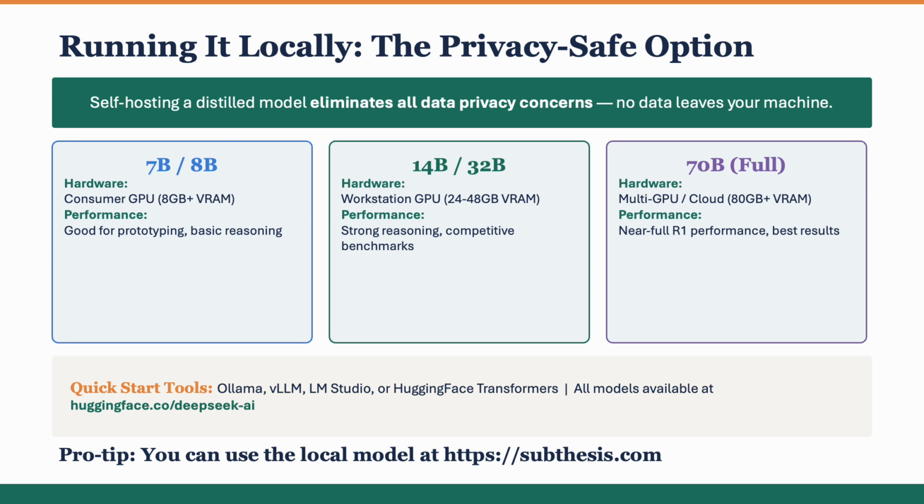These distilled models are not just smaller versions with reduced capability. The DeepSeek R1 paper shows that the 32 billion parameter distilled model achieves 94.3% on Math 500 and 72.6% on AIME 2024, which actually outperforms OpenAI's O1 Mini on several benchmarks. This is one of the strongest arguments for DeepSeek R1 in academic settings. You get competitive performance with complete data sovereignty.